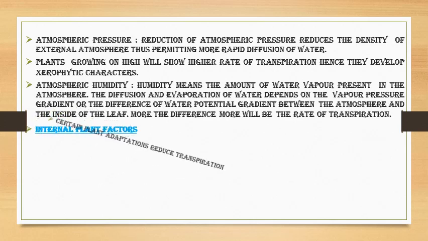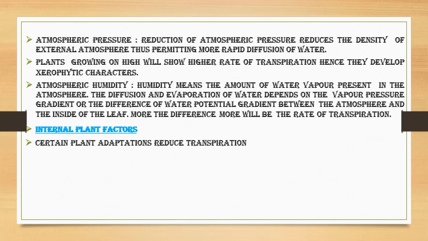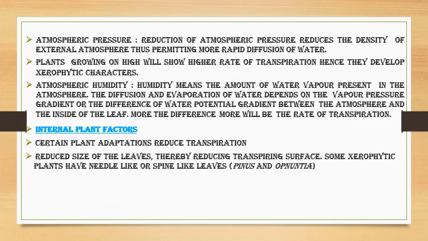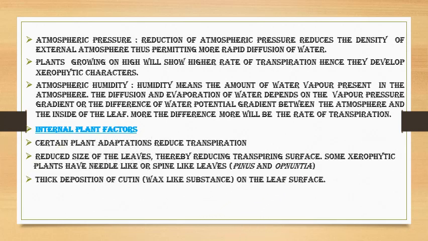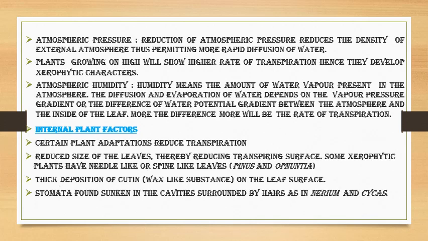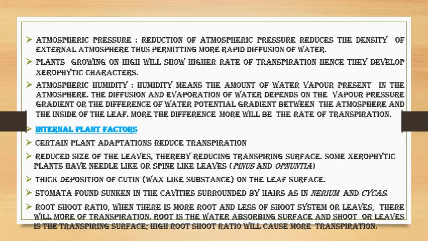Internal plant factors. Certain plant adaptations reduce transpiration. Reduced size of the leaves, thereby reducing the transpiring surface. Some xerophytic plants have needle-like or spine-like leaves. Thick deposition of cutin, a wax-like substance, on the leaf surface. Stomata found sunken in cavities, surrounded by hairs, as in Nerium and Cycas.